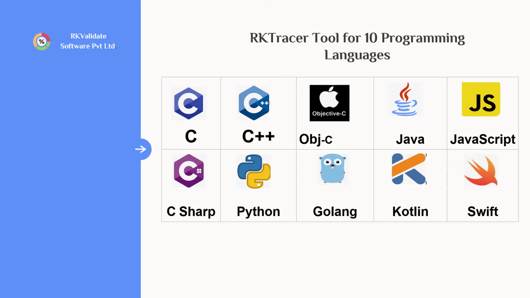Hi guys, ArchiTracer is a code coverage tool for 10 programming languages. It supports all build environments and can generate code coverage when we do unit testing or manual testing of an application in the browser or on the target devices, with or without unit test cases.